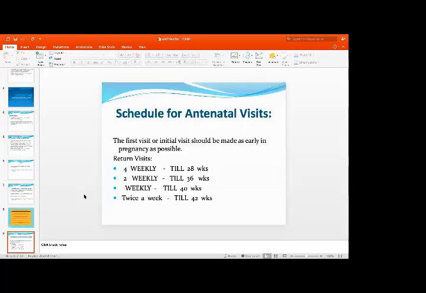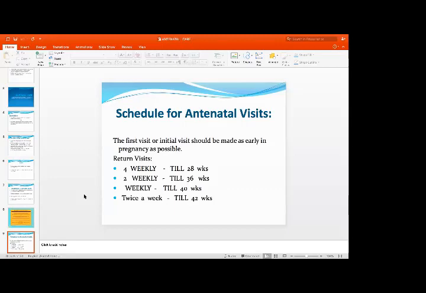This is the schedule for antenatal visits. The first visit or initial visit should be made as early in pregnancy as possible. It is called the booking visit, the first visit. Return visits are at intervals of 4 weekly till 28 weeks. Then she will come for antenatal checkup 2 weekly, after every 2 weeks, till 36 weeks.